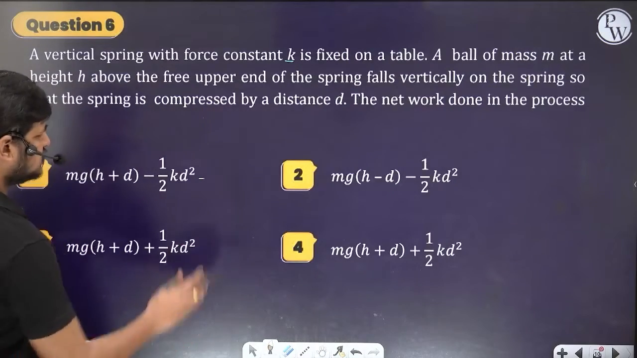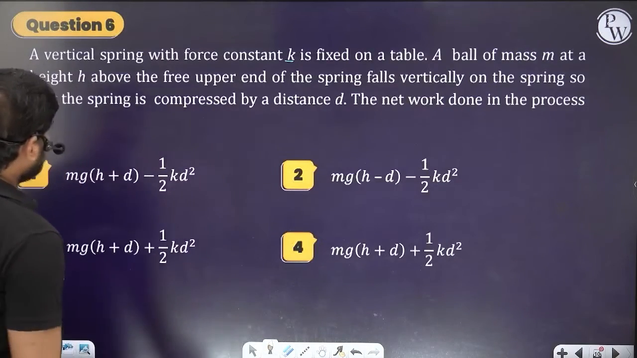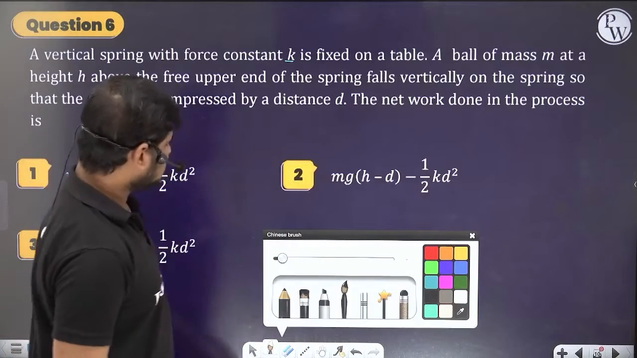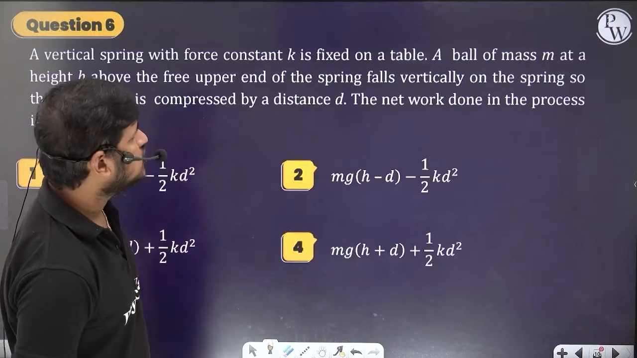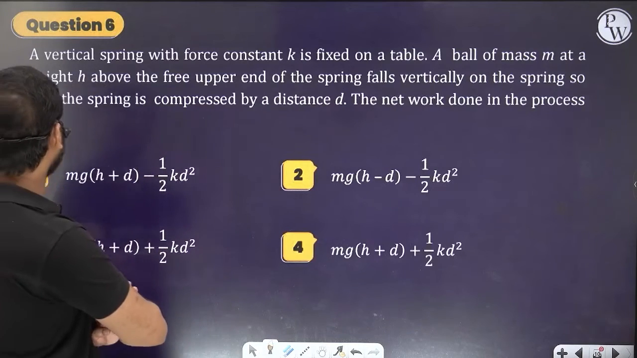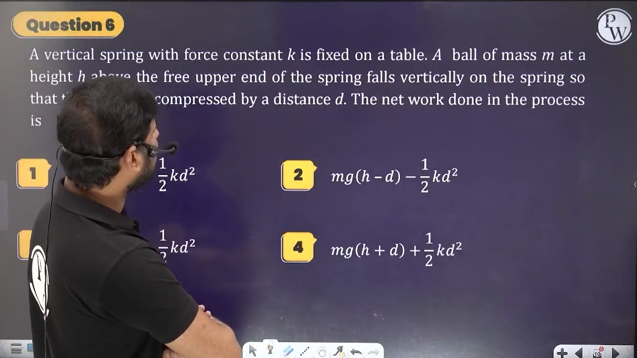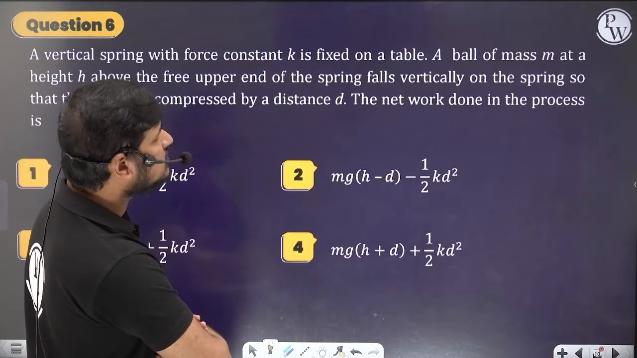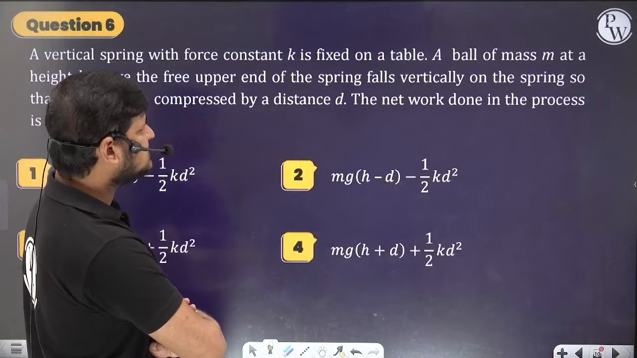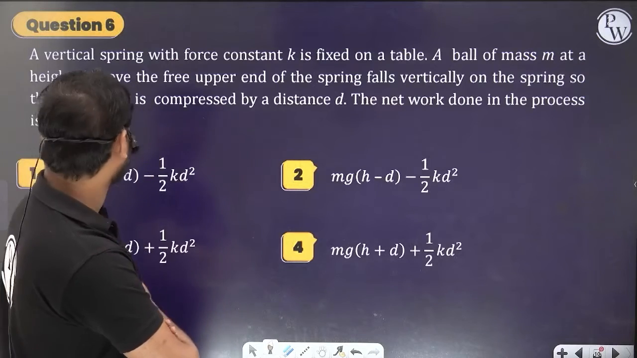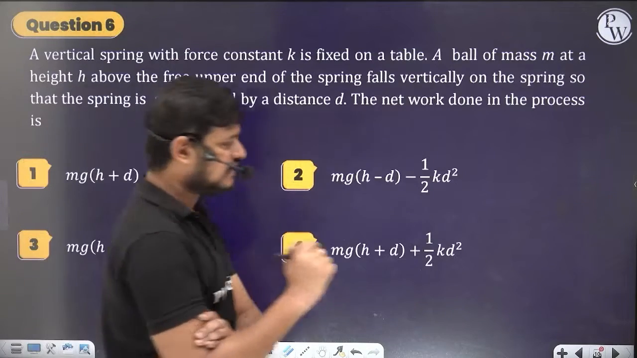What does the question say? A vertical spring with force constant K is fixed on a table. A ball of mass m at a height h above the free upper end of the spring falls vertically on the spring, so that the spring is compressed by a distance d. So the net work done in the process is, see, try to understand the given question first.